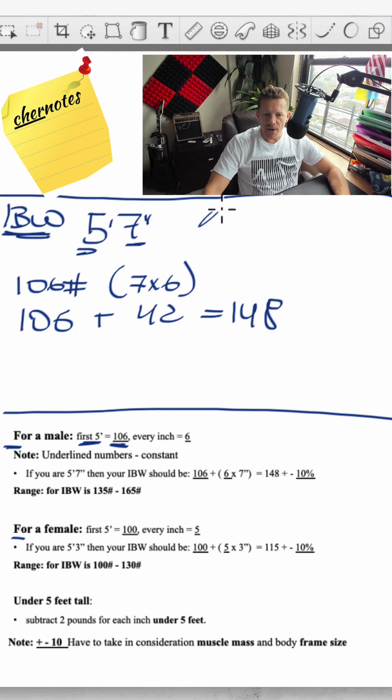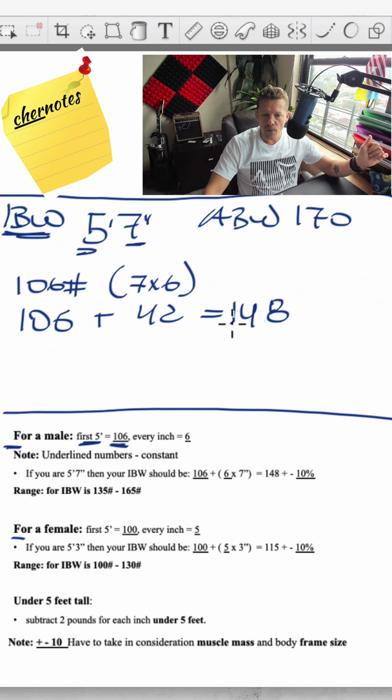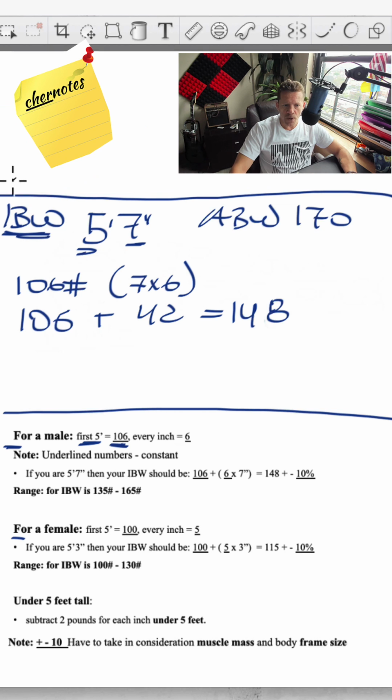148 is my ideal body weight according to my height. That's ideal body weight. My actual body weight is 170 pounds. So you see the difference? Ideal body weight and actual body weight. Now, if we're going to use the formula that we used in the previous video, the formula was 25 calories multiplied by kilogram of your body weight, and you get your estimated energy requirement. Please watch that video.